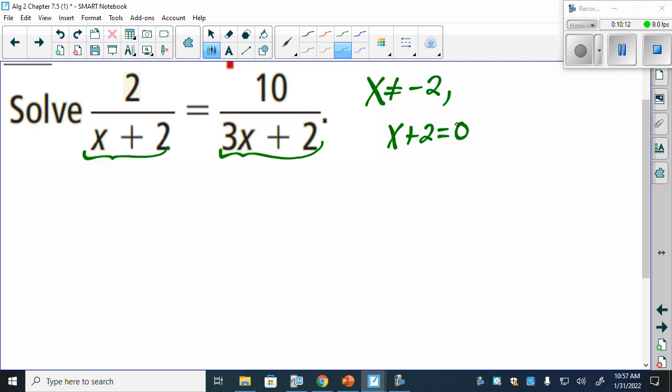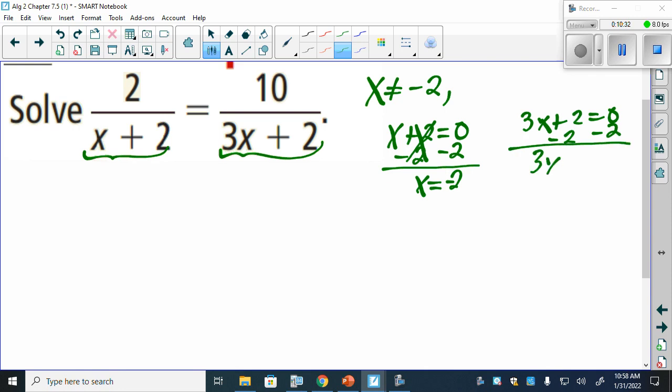As x plus 2 equals 0, to get x by itself we would subtract 2 because 2 minus 2 is 0. So x cannot be negative 2. We could do the same thing with 3x plus 2. Well, we would subtract the 2, so saying that 3x is equal to negative 2, so x would equal negative 2/3. So our restrictions for this here are negative 2 and negative 2/3.